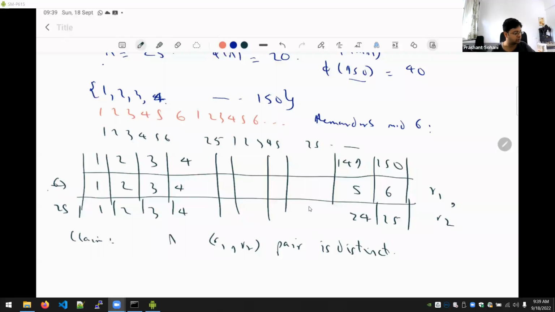Suppose you had some two numbers I and J, and they had the same R1, R2. If this happens, what can go wrong?